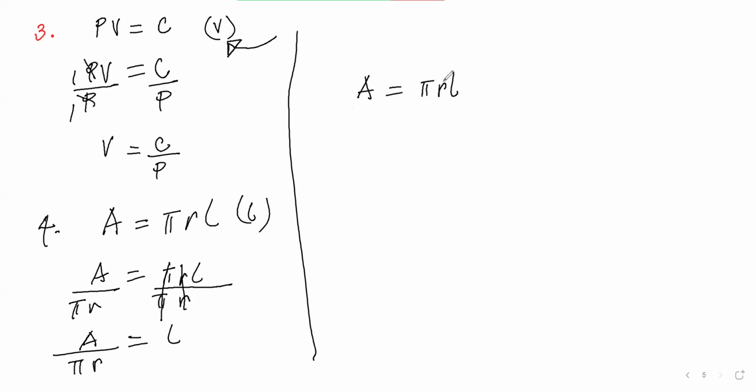Right, so pi times R times L. Because you're multiplying, to find L you have to divide by pi R. Correct, Antonio? Yes, sir. So these will cancel and these will cancel, leaving me with L equals A over pi R. Is that okay?